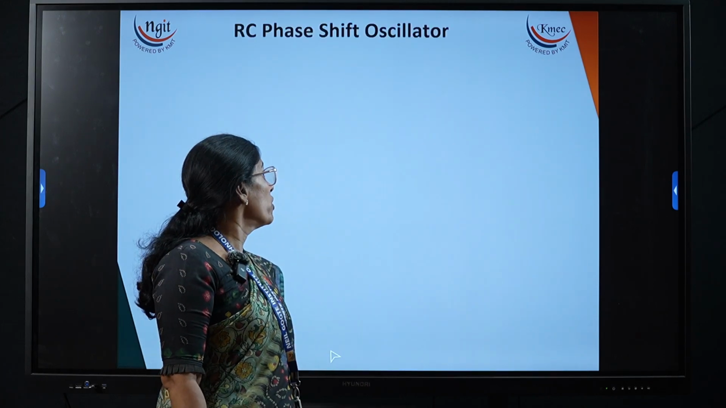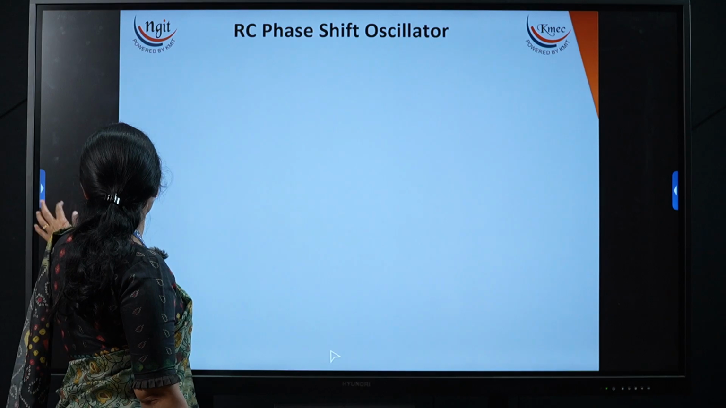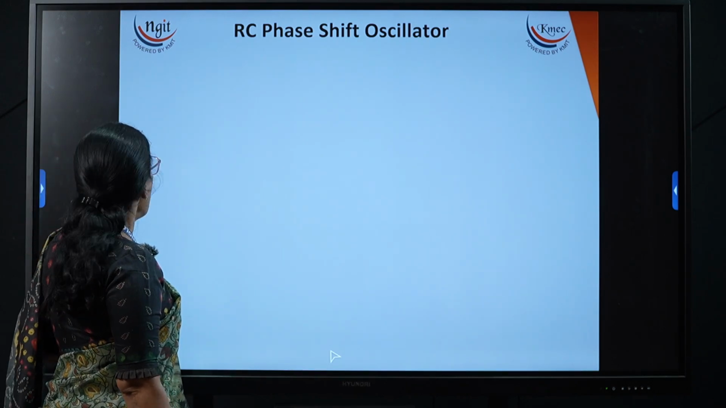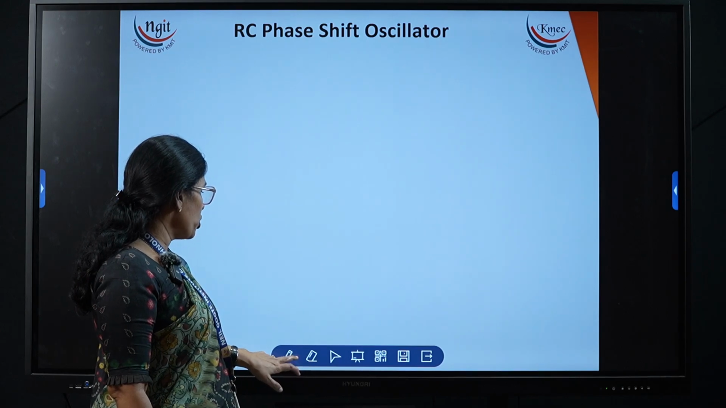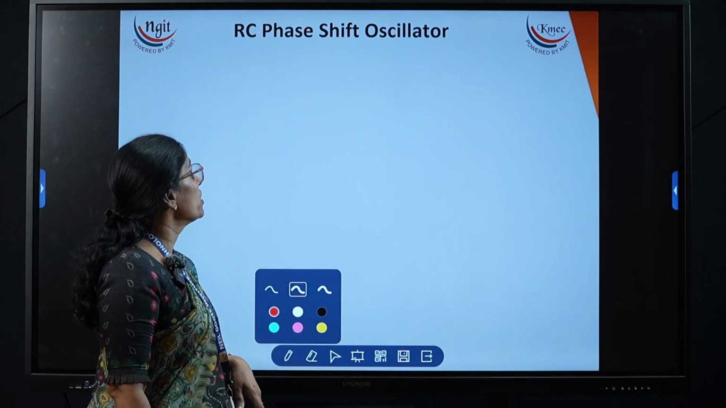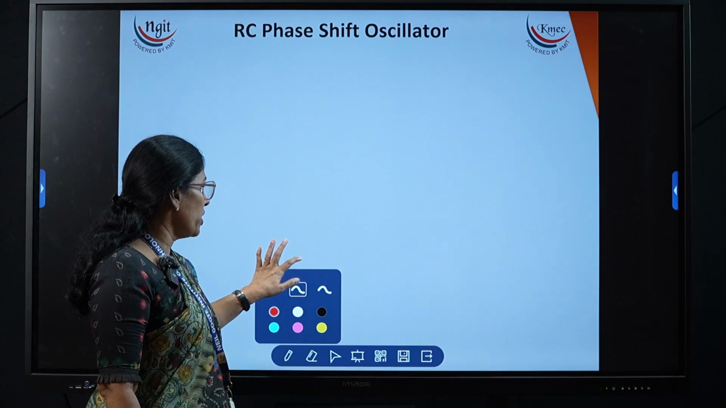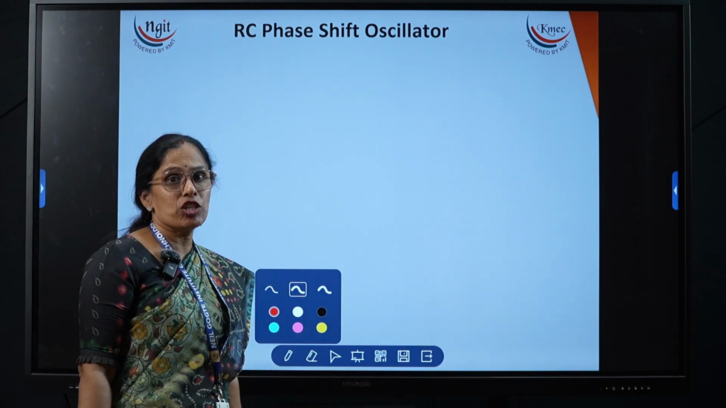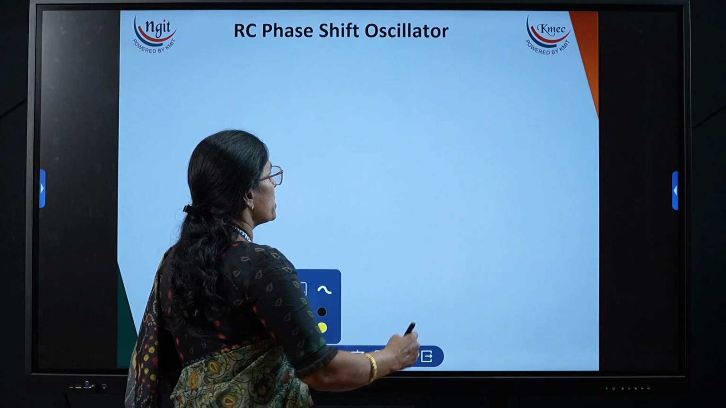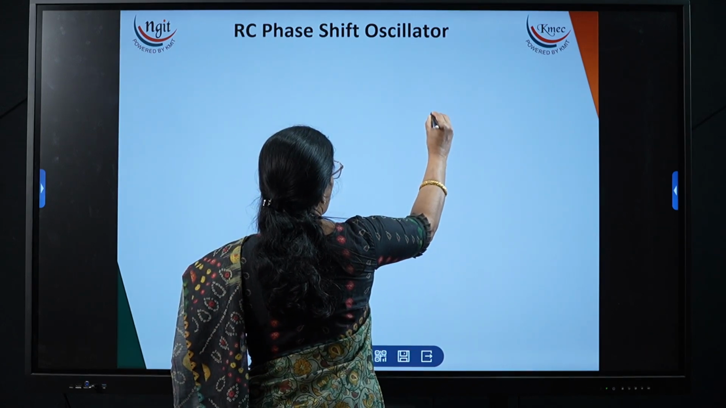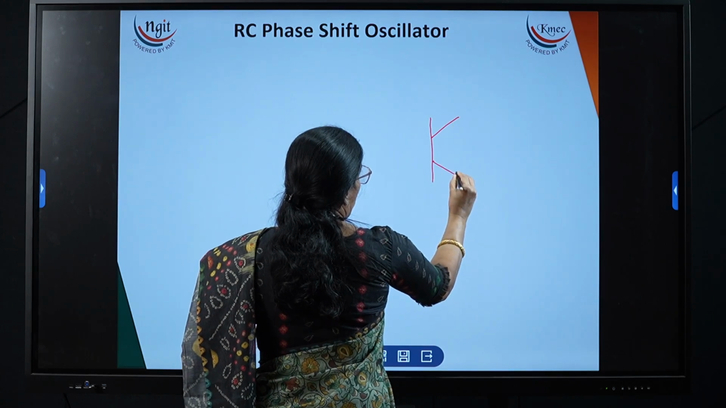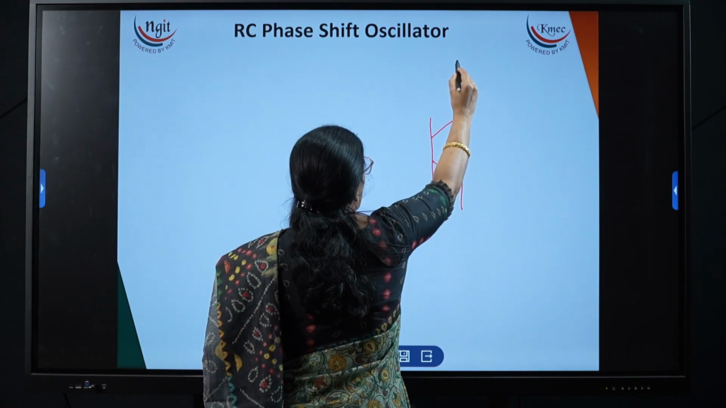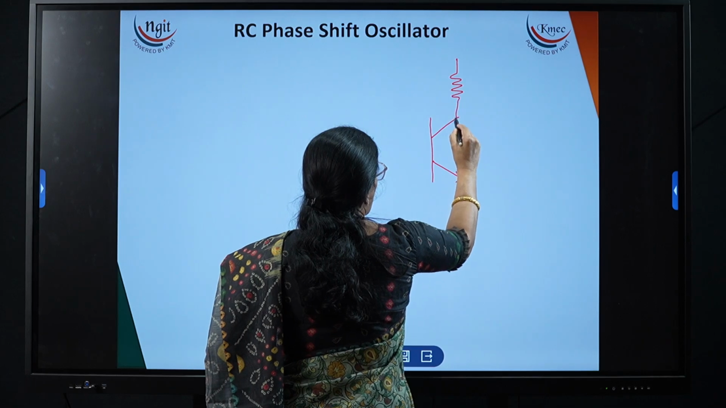Now here there are two different types of RC oscillators. The first one is the RC phase shift oscillator and the second one is the Wien bridge oscillator. This is the RC phase shift oscillator. In every oscillator the major block is the amplifier. Here I am using one amplifier circuit, so for that I am taking one NPN transistor. Now I am trying to draw the amplifier.